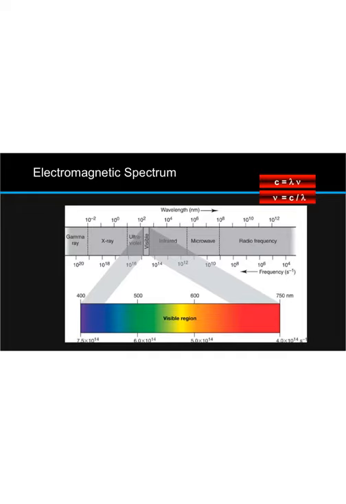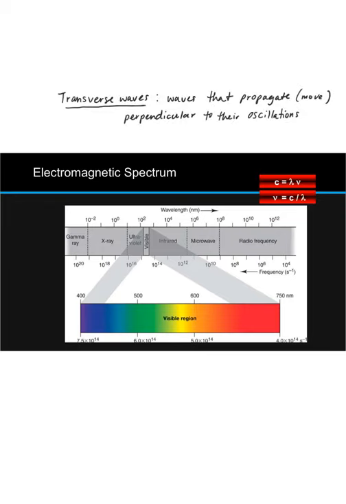In Chapter 7, we're going to revisit waves, but this time we'll talk specifically about light. Light is a transverse wave. Transverse waves, like we learned about before spring break, are waves that propagate or move perpendicular to their motion of oscillation, so that they have an up and down sinusoidal shape as they propagate this way through space.